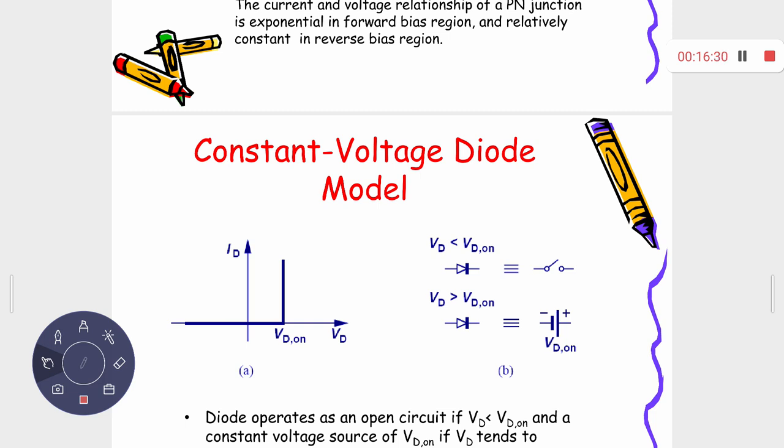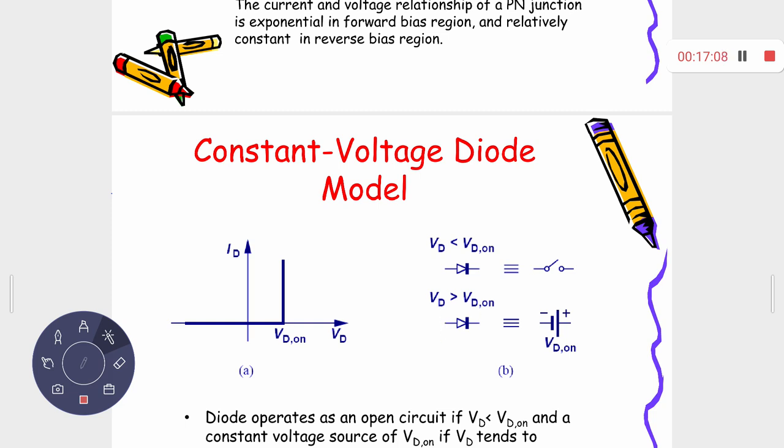So whenever you consider this constant voltage model, we have two different states for the diode. One is the off state, the second one is the on state. Off state means there is no current flowing. You have two different terminals, and there is no connection between these two terminals. And in the on state, when VD is greater than VD on, these two terminals are connected.